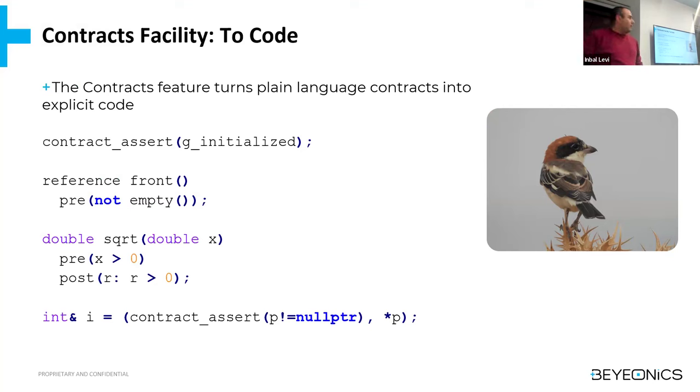Also, if we have the front, for example, for some container, it returns a reference to the element in the container, and we don't know how to return this reference if the container is empty. So we can state very clearly, not empty. This is my precondition for the function front to make sure I'm not empty. If you try to call front on empty, undefined, we'll see later.